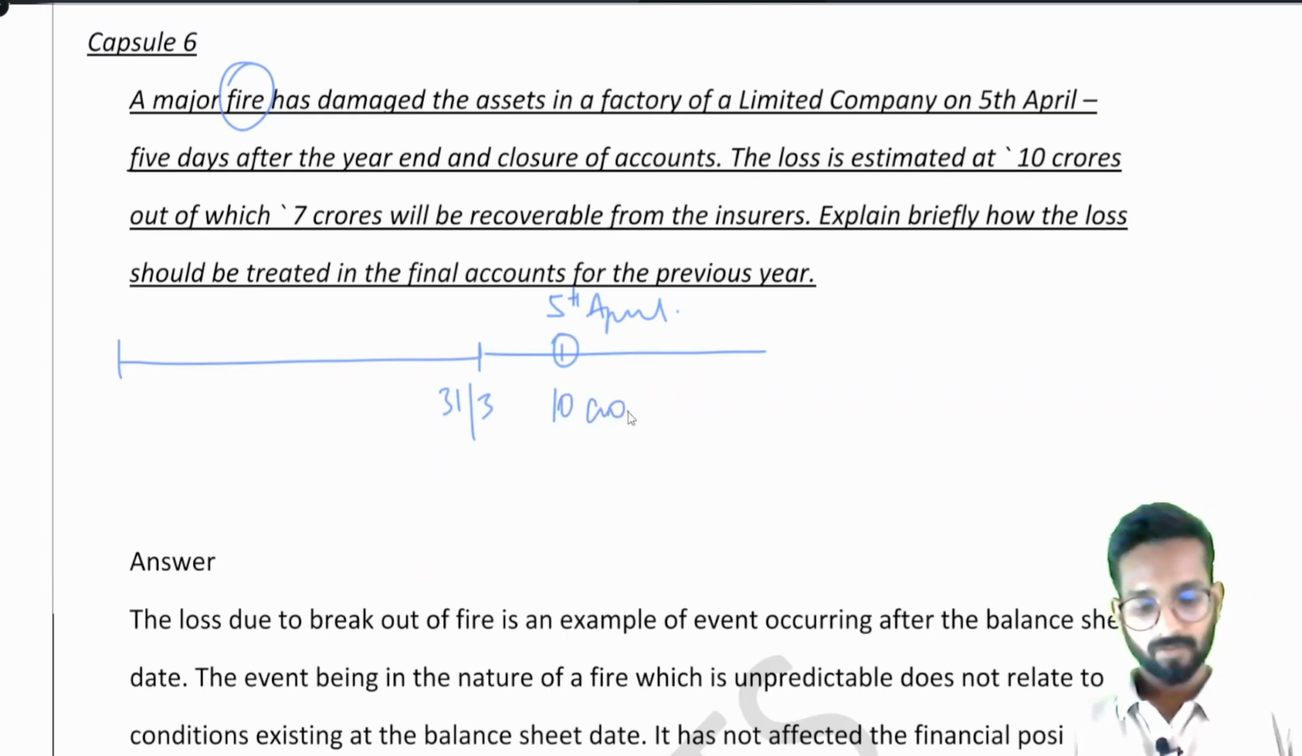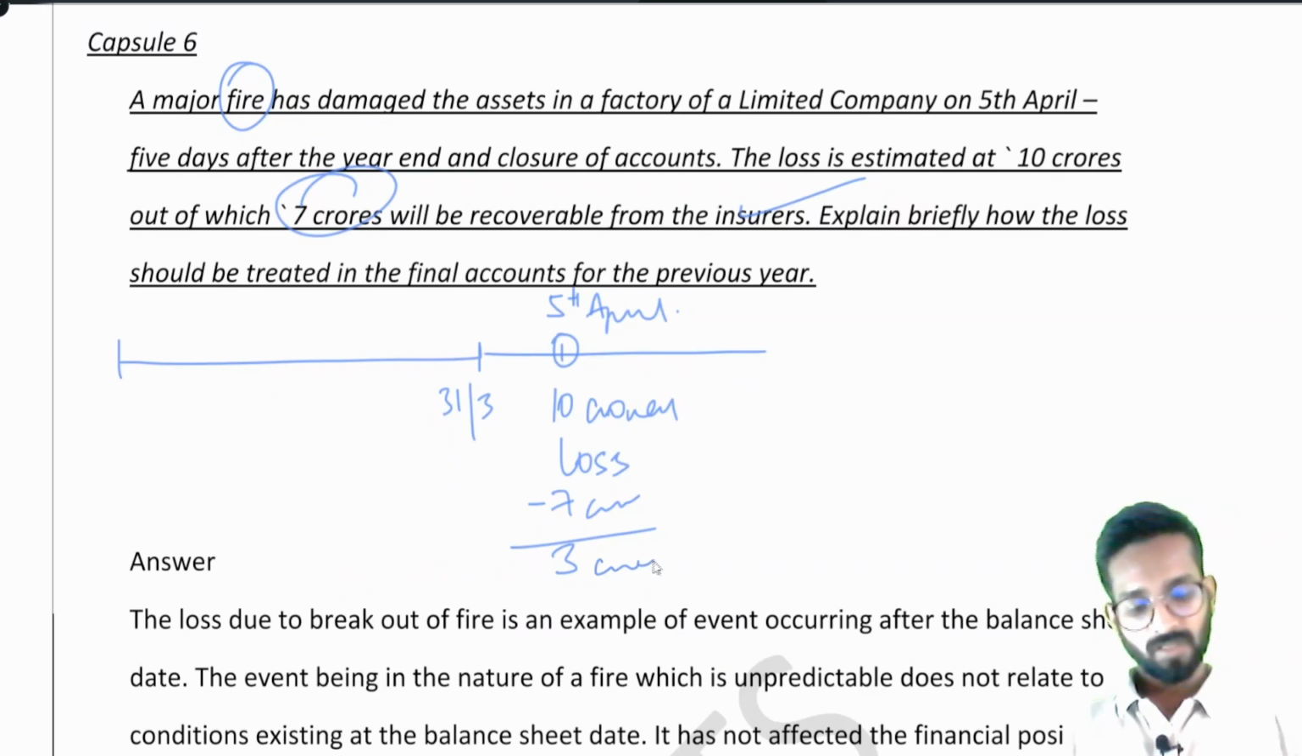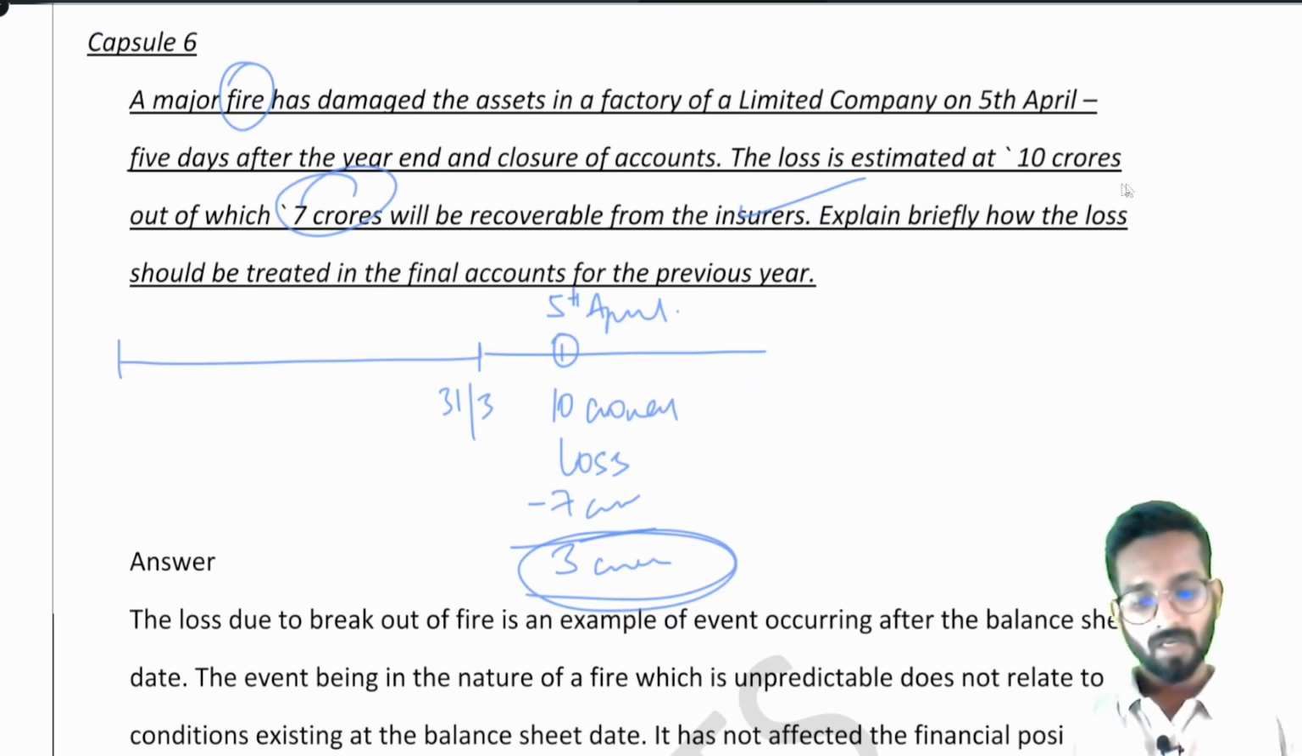Oh my god, 10 crore rupees loss. Out of which 7 crore will be recoverable from the insurance. It means you can say out of 10 crore, 7 crore is a relief. How much is the problem? 3 crore is the problem. But still 3 crore is a material amount. It is not an immaterial amount for anybody. Explain briefly how the loss should be treated in the final accounts.